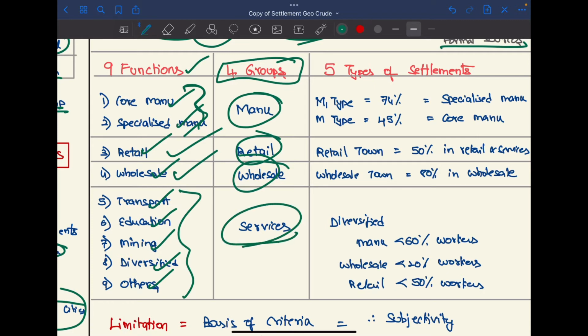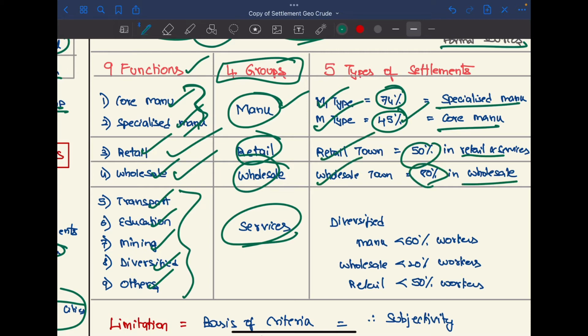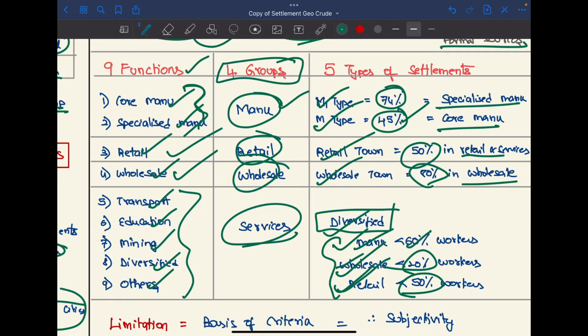So if more than 74% of workers are in this group, it is called M1 type or specialized manufacturing. If more than 45%, it is called M type or core manufacturing. If 50% in retail services, it's called retail town. 80% in wholesale services, it's called a wholesale town. It is called a diversified town if less than 60% in manufacturing, less than 20% in wholesale, and less than 50% in retail. So if all these boxes are ticked, it's called a diversified town.